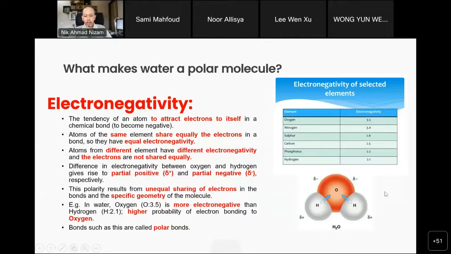Okay, and why is it polar? It's because it has unequal sharing of electrons, or uneven distribution of the electrons. There is so much electron at oxygen and little electron at the hydrogen. So they will pull toward the oxygen. And the polarity also comes from the delta negative and also delta positive. Okay, so this is what makes a polar molecule. The water is a polar molecule.